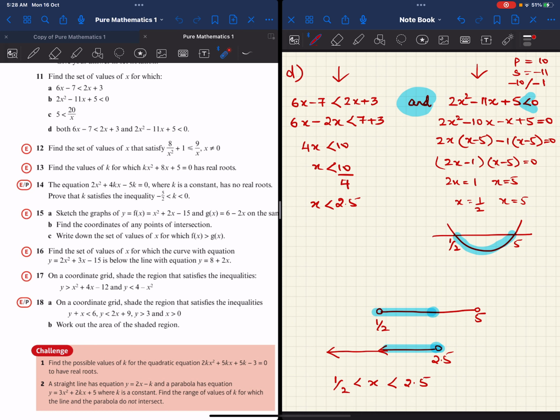And the reason why I have got these hollow bullets here is, when I have x is less than 2.5, I draw a hollow bullet. If, for example, it had been x is less than or equal to, it would be a filled bullet here. But since it is not equal to, we will keep it as a hollow bullet. So that answers question number D.